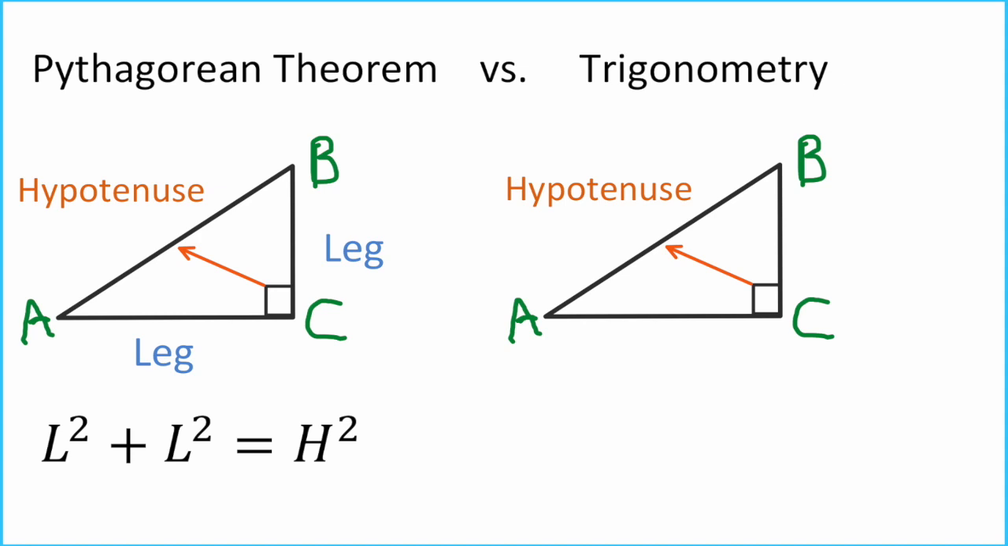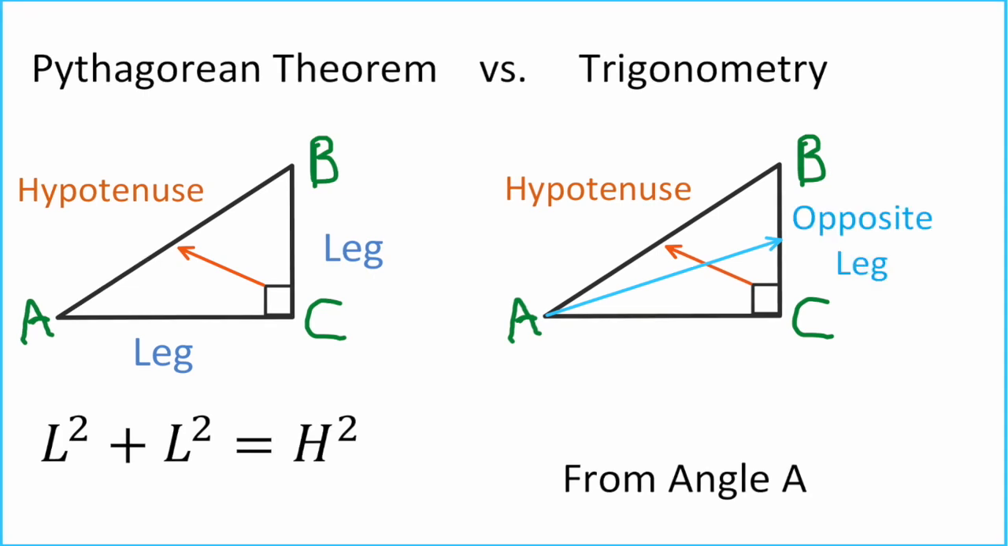So let's say we're going to go from angle A in this right triangle. One of our legs is now referred to as the opposite leg. And to find the opposite leg, go ahead and draw an arrow from angle A to the opposite side. That gives you the opposite leg. And then the other leg is now referred to as the adjacent leg. So this is how we go ahead and mark our right triangle to prepare to use trigonometry. Let's go ahead and practice it one more time.